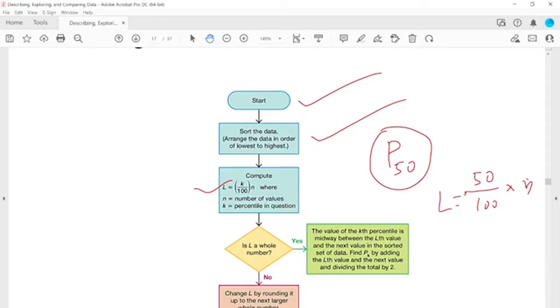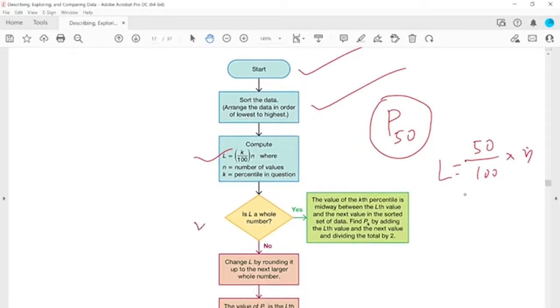After finding the locator, based on its value, if L is a whole number, then you can find the percentile, meaning pk, or in this case p50, by finding the average of the data at that locator and the next value. So find pk by adding the Lth value and the next value and dividing by 2. That is the average. If L is a whole number, we go to the data set, find the data at that L position and the next position, and find the average of those two numbers.